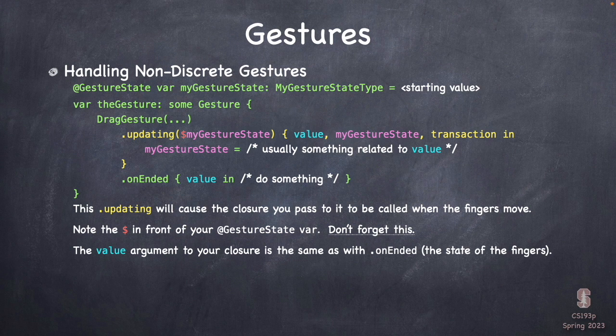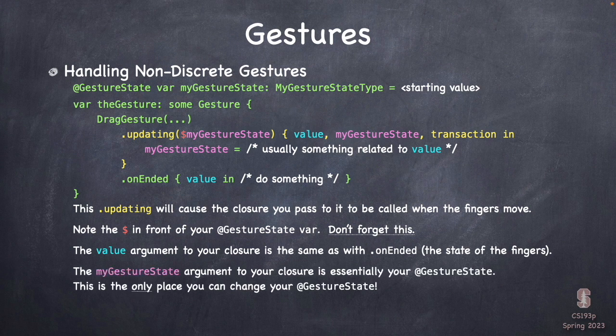Now, the second variable, very strangely, is your gesture state again. I'm not going to explain why that's there again. It's like, why does that need to be there twice? But it just does. You're always going to have $ your gesture state variable as the argument, and then in your closure, it's essentially passed back to you inside that, so you can modify it inside the closure. It's weird. We'll see why later.